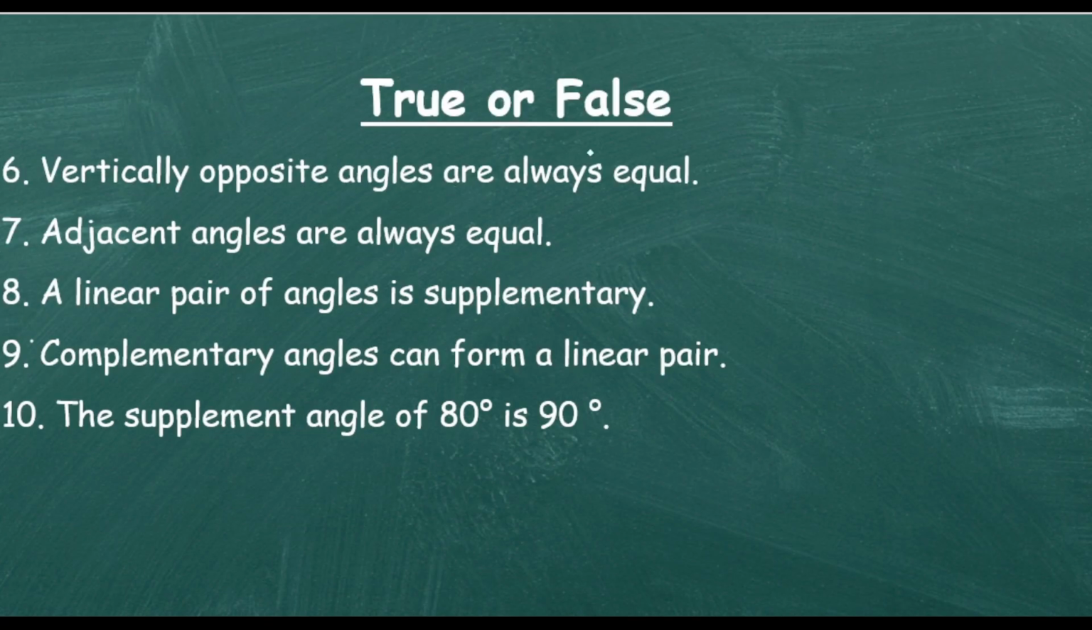Second set of questions, true or false. Vertically opposite angles are always equal. Yes, it's true. If we have two vertically opposite angles, they're always equal. Angle 1 equals 2 and this 3 equals 4.